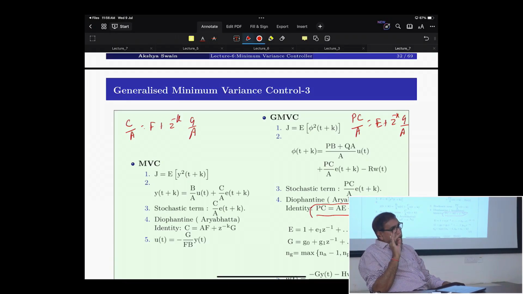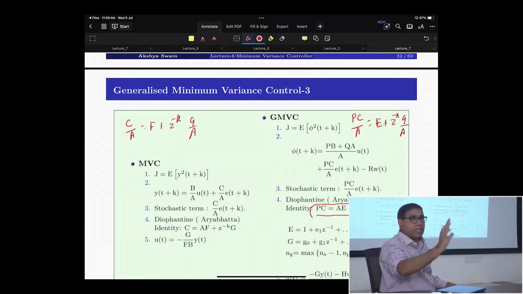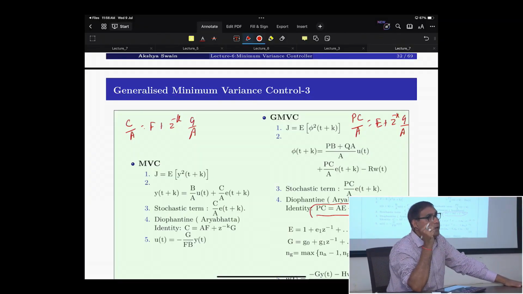is applicable for non-minimum phase systems. It can not only minimize the variance, it can also solve a tracking problem. It can track a reference. Minimum variance cannot track. The minimum variance controller is actually not a controller, it is a minimum variance regulator. But this one is a tracking controller. By using the W(t) reference, it can track the reference.